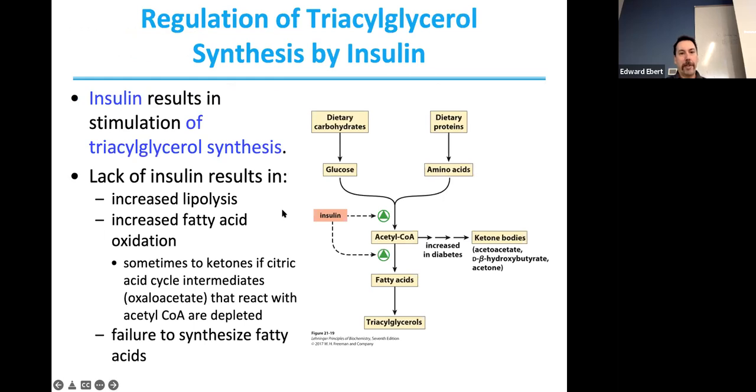All right. So in this part of the chapter, we're going to start talking about how we regulate specifically triacylglycerol synthesis. And we're going to look first at insulin.